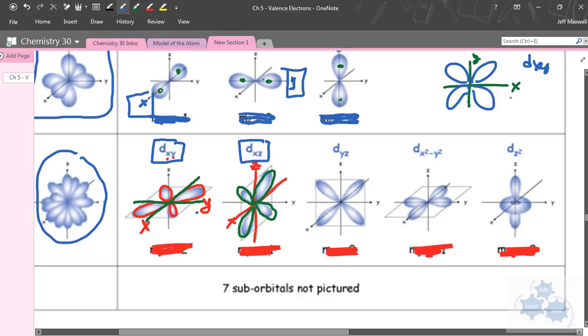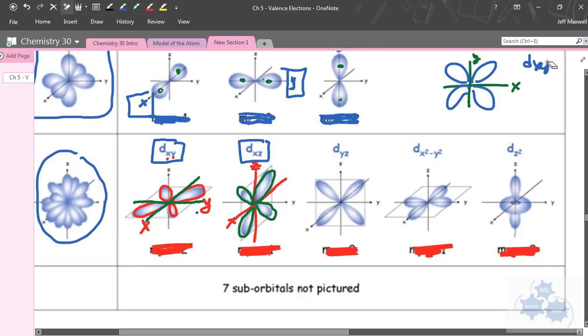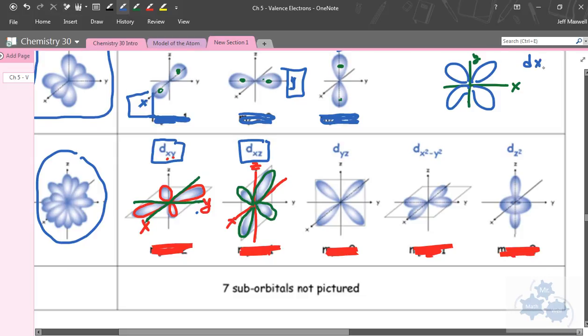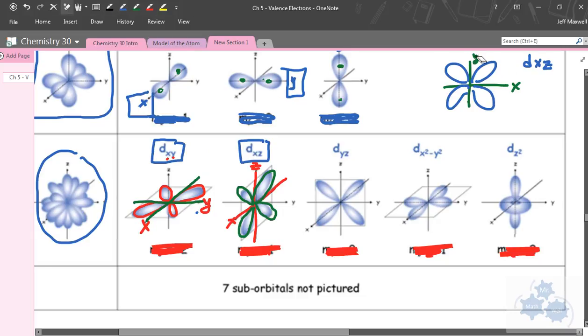But if you're drawing them, okay, watch this. You can do dxy like this, or you can do the dxz, okay, the dxz that we just drew, and you can do it like this, and you say, okay, well, I'm just going to make this the z-axis. There you go. That's the dxz. All you're doing is you're showing me that the orbital lobes are between those two axes.